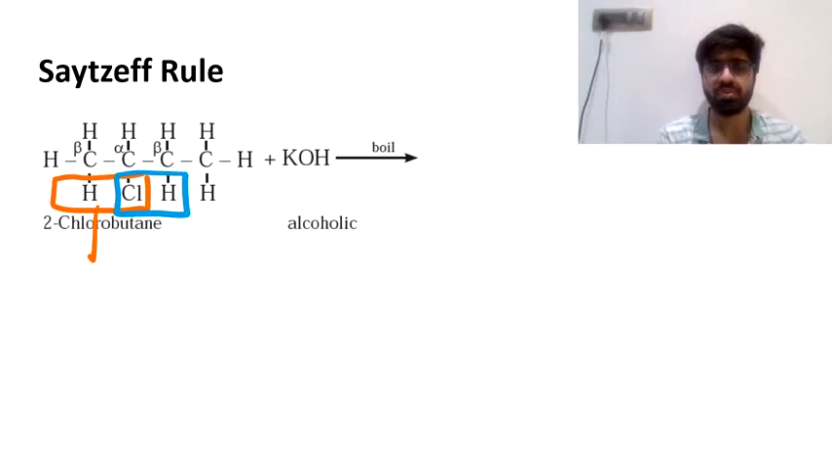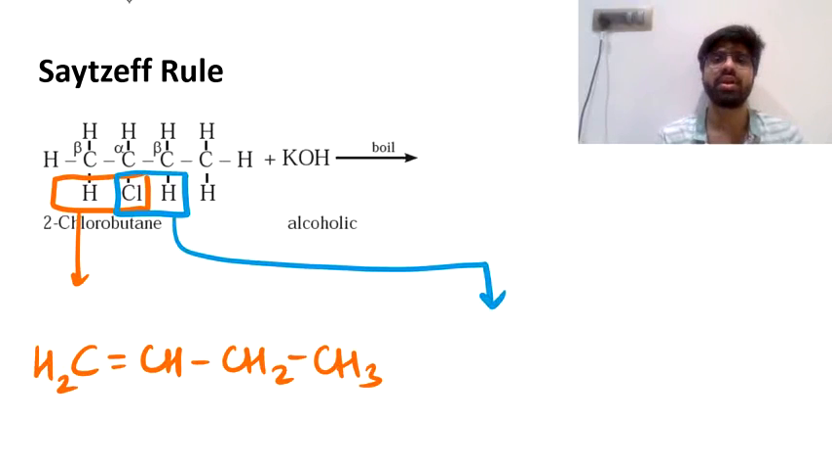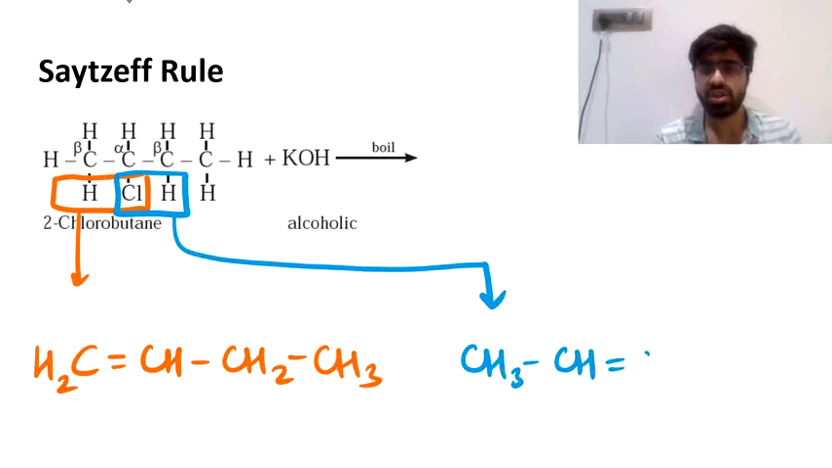Consider the orange possibility. The double bond will get formed between the 2 carbon atoms here, and the product which you will get will look like this. It will be CH2 double bond CH, single bond CH2, single bond CH3. And the blue possibility is going to have the structure like this. The double bond will be between the 2 carbon atoms here, and you will have CH3, CH double bond CH, single bond CH3.